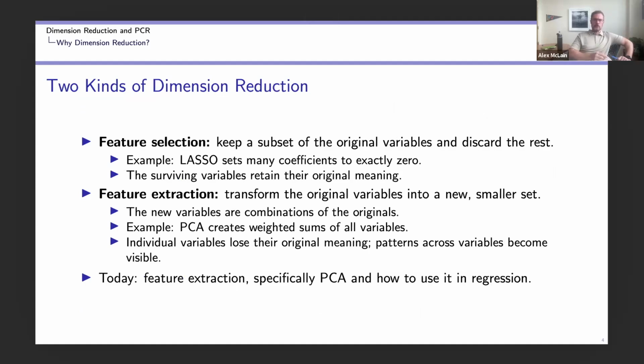So there's two kinds of dimension reduction. First one is feature selection. We're not going to talk about feature selection today. It was on the original list of topics, so I'll just briefly mention what it is. Feature selection is when you keep a subset of original variables and you discard the rest. So if we have 200 variables to start with, after feature selection, we may whittle it down to 20 maybe.